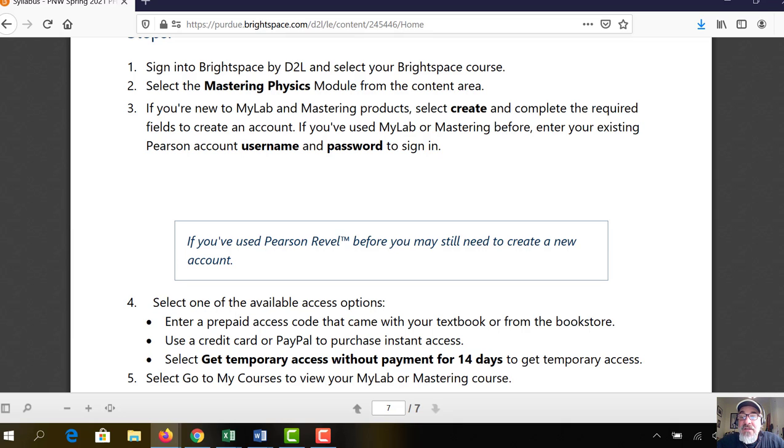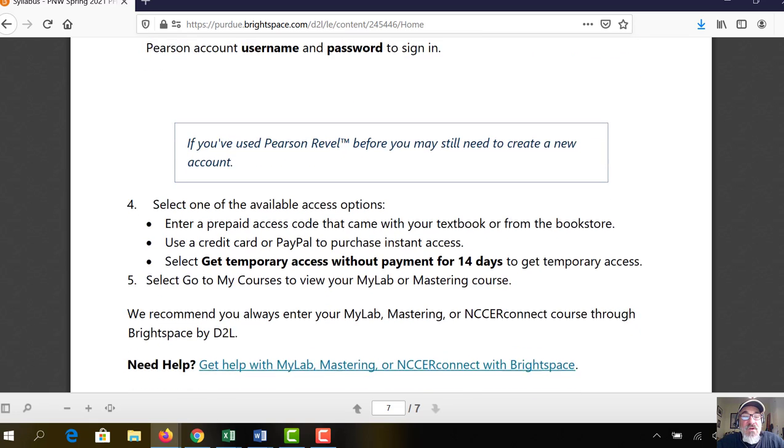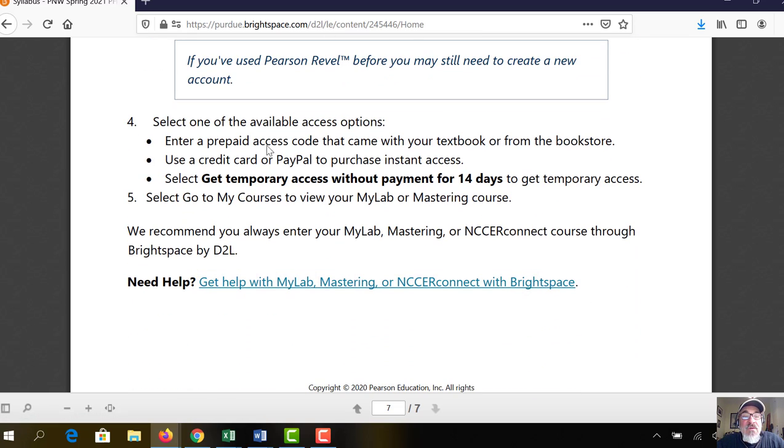Okay, so once you do that, you select one of the available options. Either you enter a prepaid code that you bought somewhere else, use a credit card or PayPal to make a purchase right then, or if you don't have the money right now, you select get temporary access for 14 days. So there's no reason to wait. You could get into this right away even if you don't have the funds right now. Okay? I'm not exactly sure of the cost of this. You'll have to go through and take a look at it. But don't wait, get the temporary access.